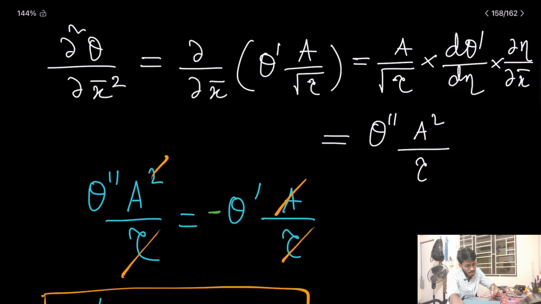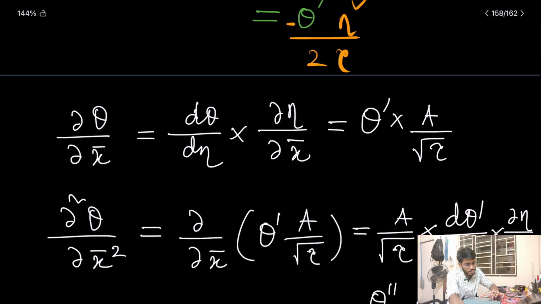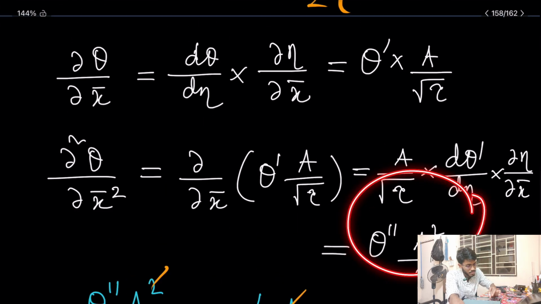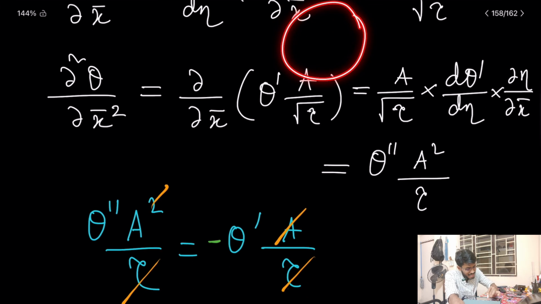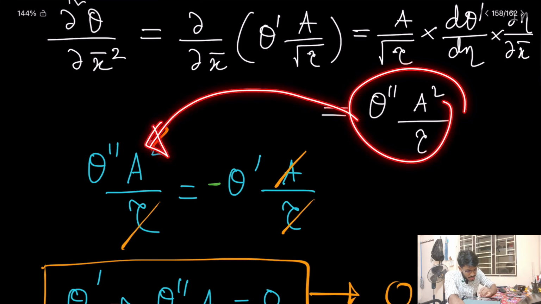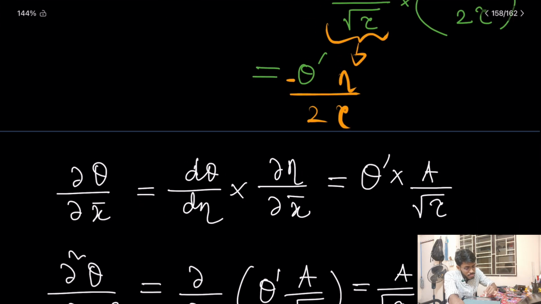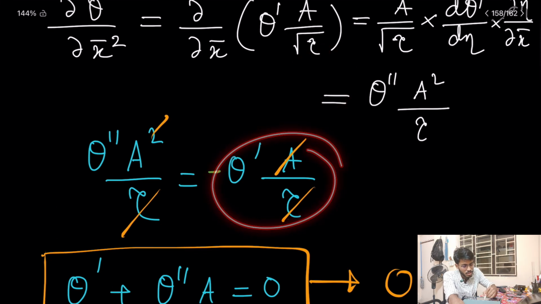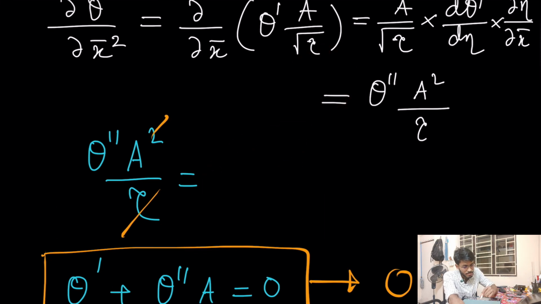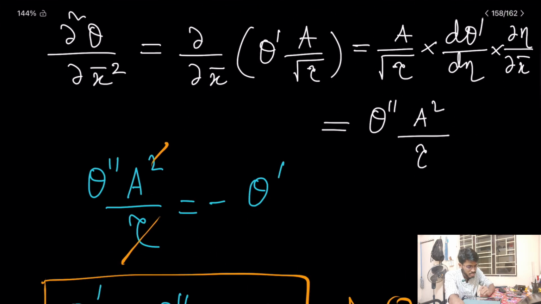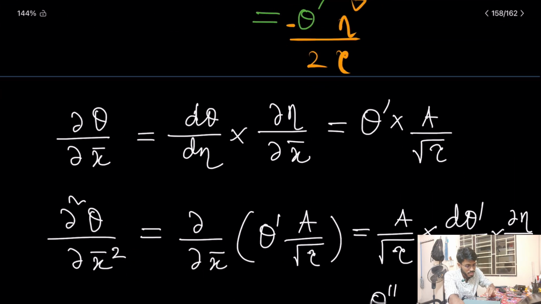Okay, I think I have done a terrible mistake. I have to equate this term with this term. This term I have written here as theta dash into a square by tau, but this term is minus theta dash into eta by 2 tau. What I have written, oh my god, I am extremely sorry. Actually today I am a bit absent minded, and I am very sorry for that.